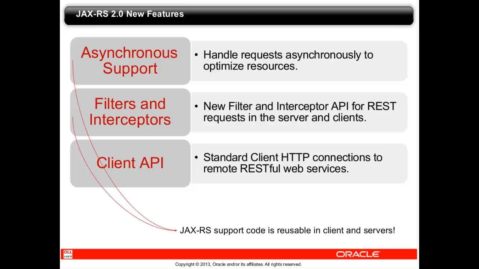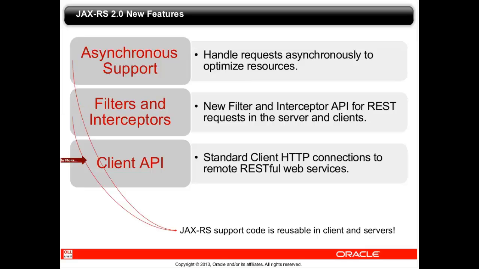Jax-Rs 2.0 includes three new features. Asynchronous support to handle requests in the server or clients. This will optimize resources in your applications. In the servers, you can write the response on separate threads, and in the clients, you can use callbacks or blocking future objects. Filters and interceptors for REST calls integrated in the server and client calls. This allows a unified way to create filters and interceptors.